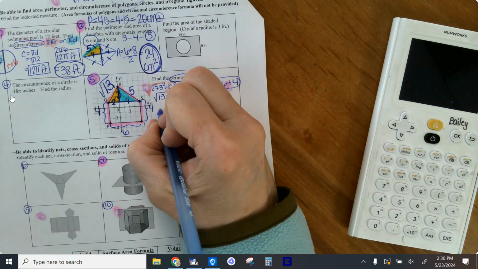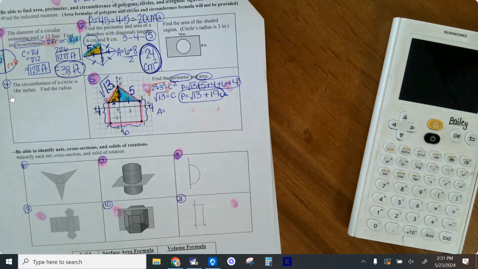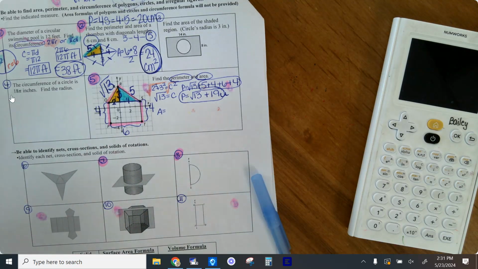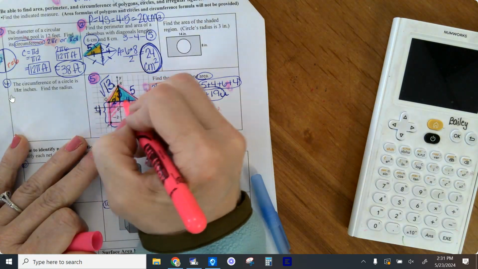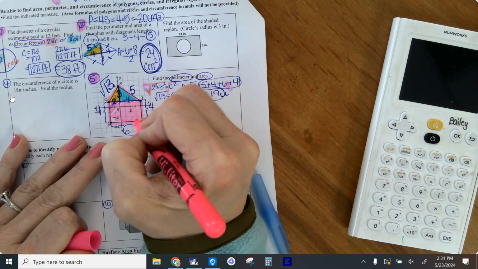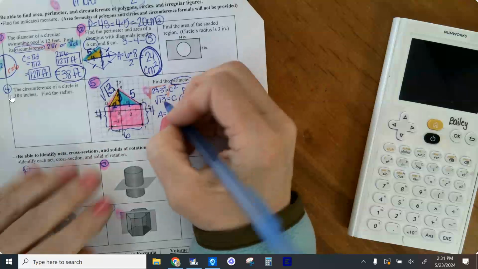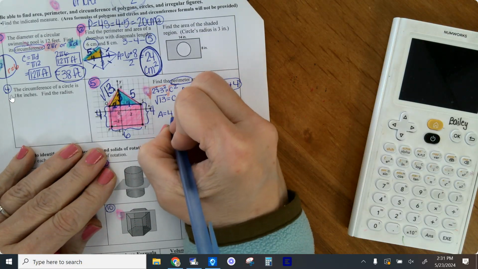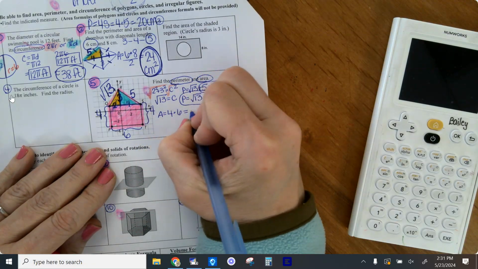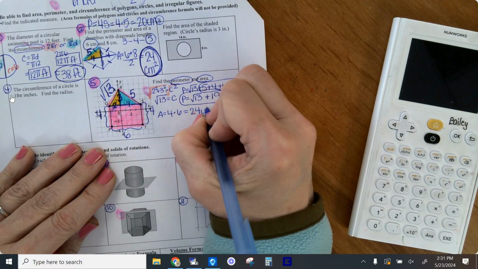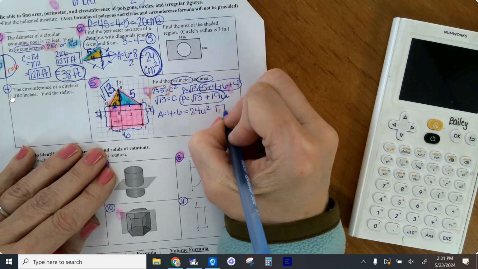Now we're going to find our area. Okay, so our rectangle part. Let's just talk about our rectangle. What are the dimensions of this rectangle? Length times width. Okay, so we're going to have 4 times 6, which is going to be 24 units squared. And that's my rectangle piece.